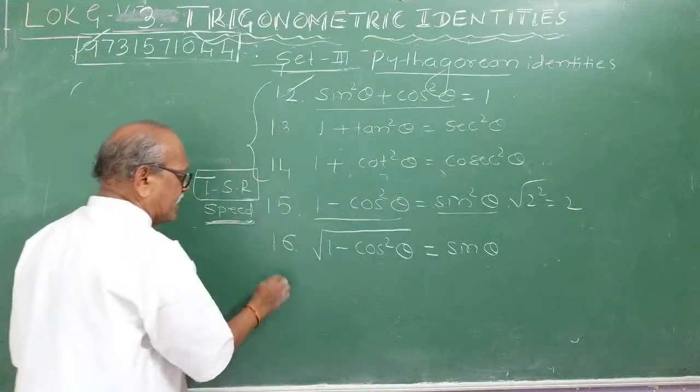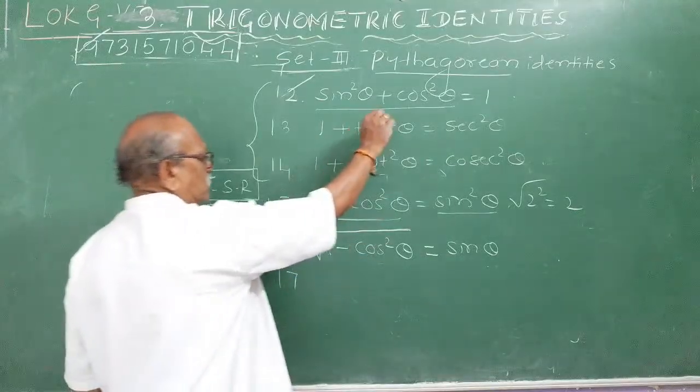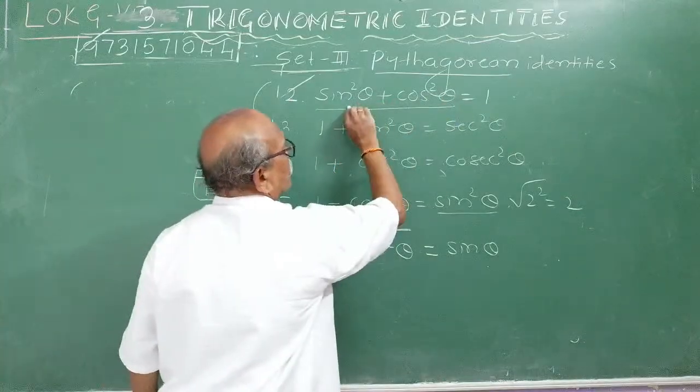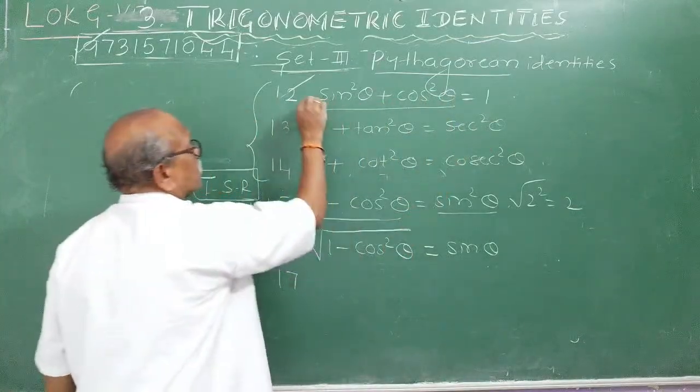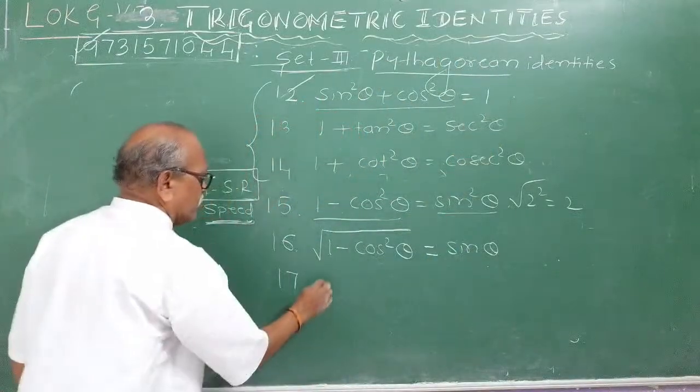Remember it as a direct identity. Now you do one thing. Instead of cos square theta, you took on the right. This time you take sin square theta to the right. It becomes plus sin square theta. When transposed, it becomes minus sin square theta.